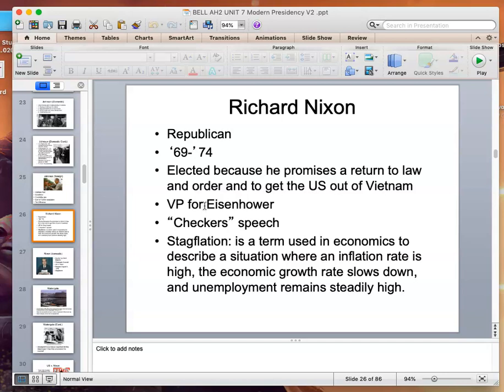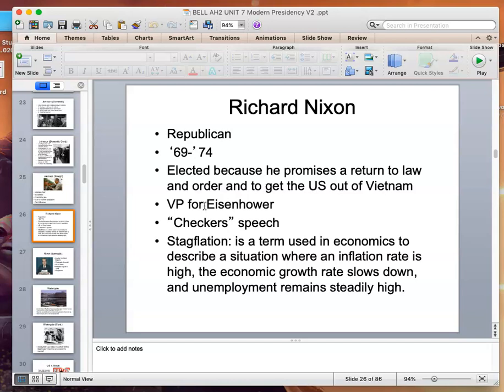He gives this speech saying that this dog was given as a gift out of compassion and love from a friend. It had nothing to do with his business dealings or his power as vice president, and that you can trust him. He wouldn't lie to the American people. Of course, this was the first of many famous lies he would tell to the American people.